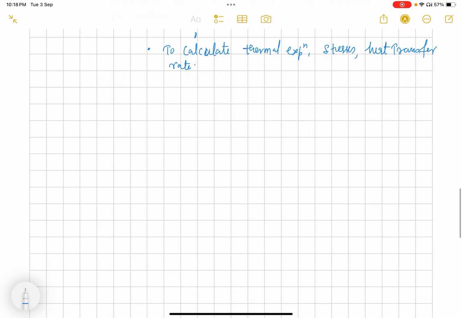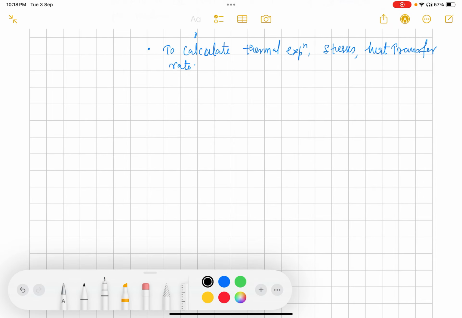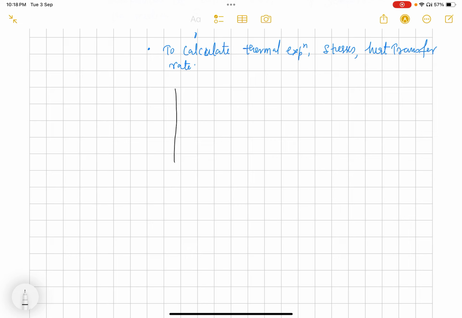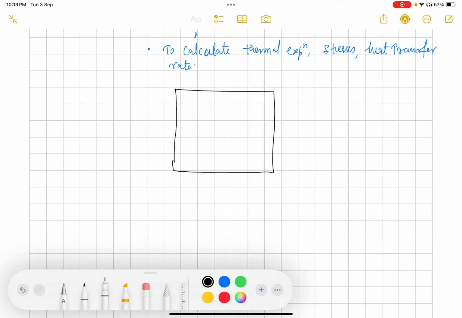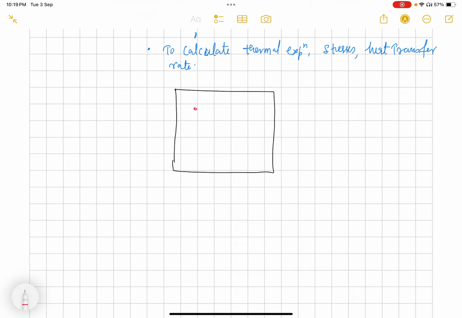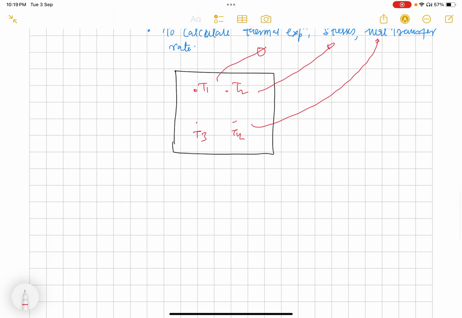So let's say this is a plate, and if we know the temperature distribution on this plate at every point and at every time, we can answer all these questions, right?